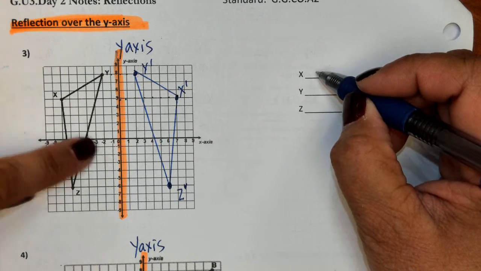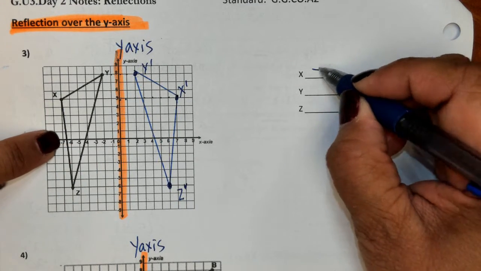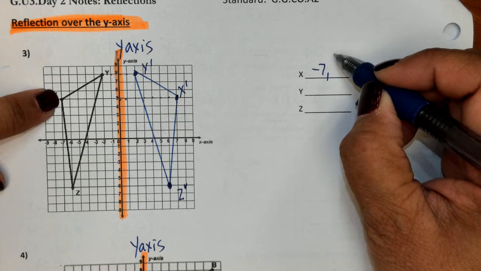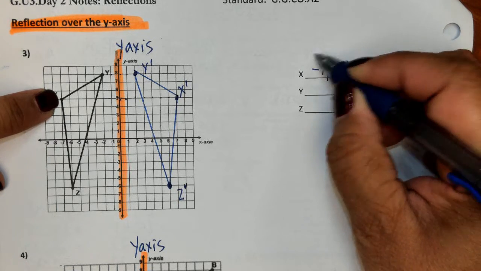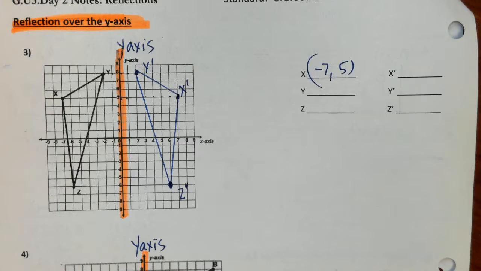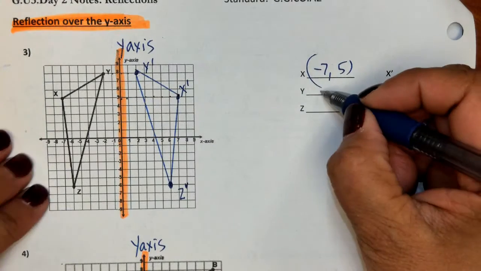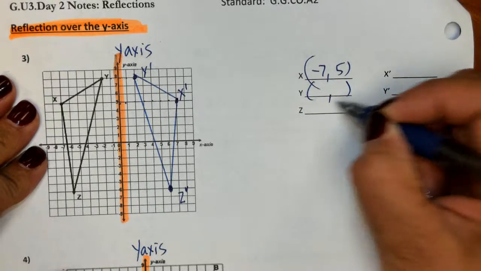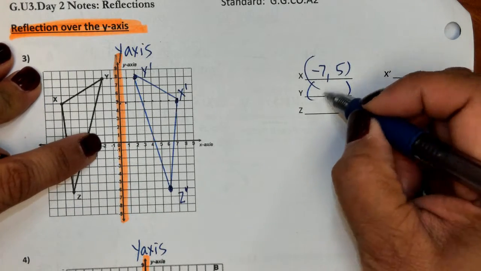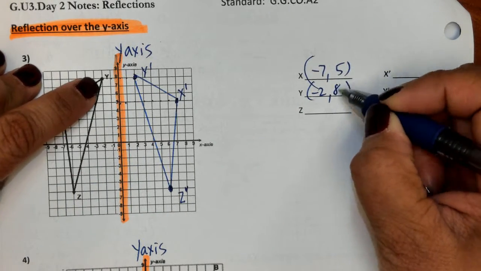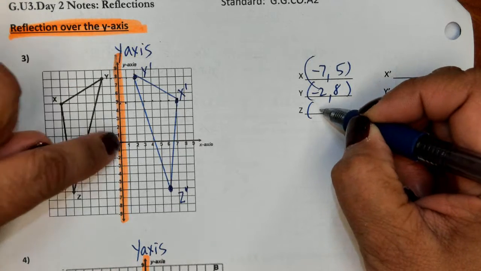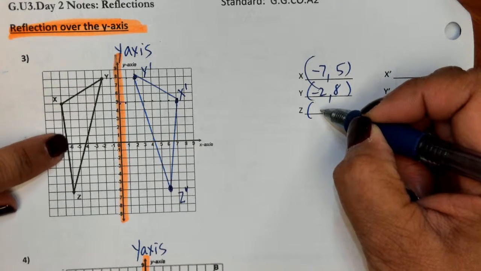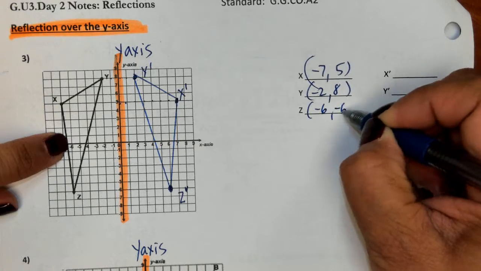So x is negative 7. It goes up to positive 5. Okay, does everybody see how I'm going through that on the x and y? Okay, I told you you're going to be experts plotting. Y is negative 2, positive 8, and z should be a negative 6 and a negative 6.